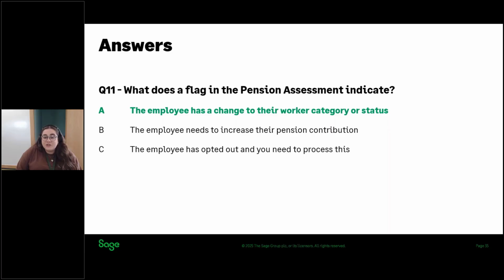So that's the second column in the pension assessment screen. If you do see one of those flags, remember you can hover over it just to view a bit more information on what the changes are and why. Also in the top right corner of the assessment window, you can filter your view to only show employees with changes, just to make it a little bit easier to check them and see what's changed each period. But yes, well done to everyone who said A.